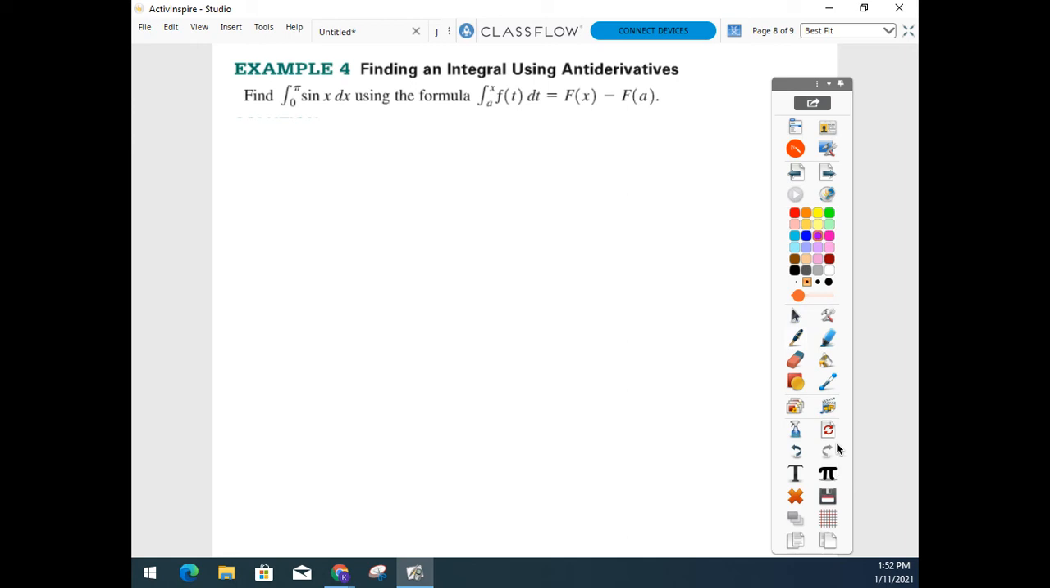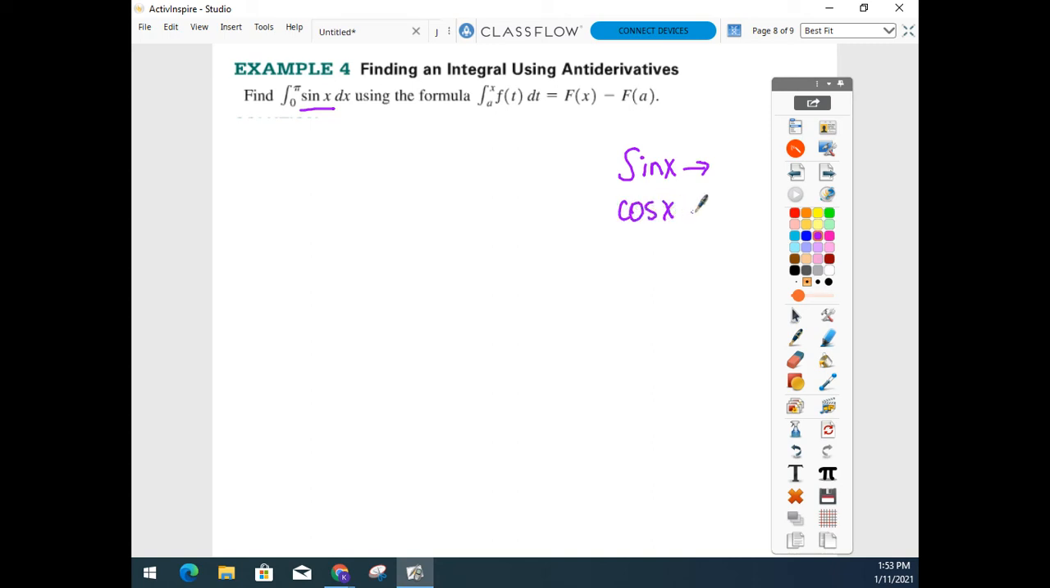Okay, so finding an integral, up to this point, the only way we've been evaluating integrals is by using area, whether it's the area of a rectangle or the area of a circle. Now we're going to actually use antiderivatives to find integrals. All right, so let's think about what is the antiderivative of sine. Do me a favor, because I think you have a review of antiderivatives on the next page. And if you have some open space, let's write out all of our derivatives.